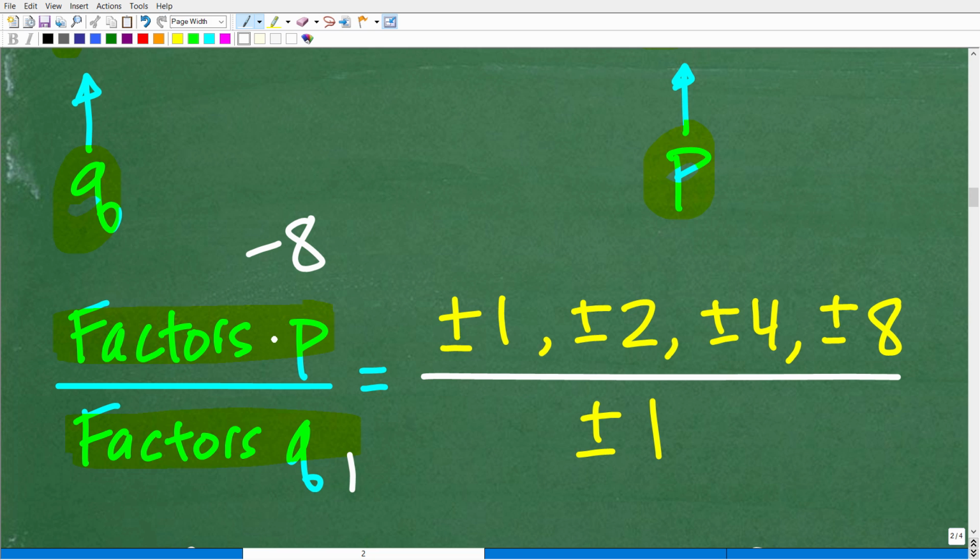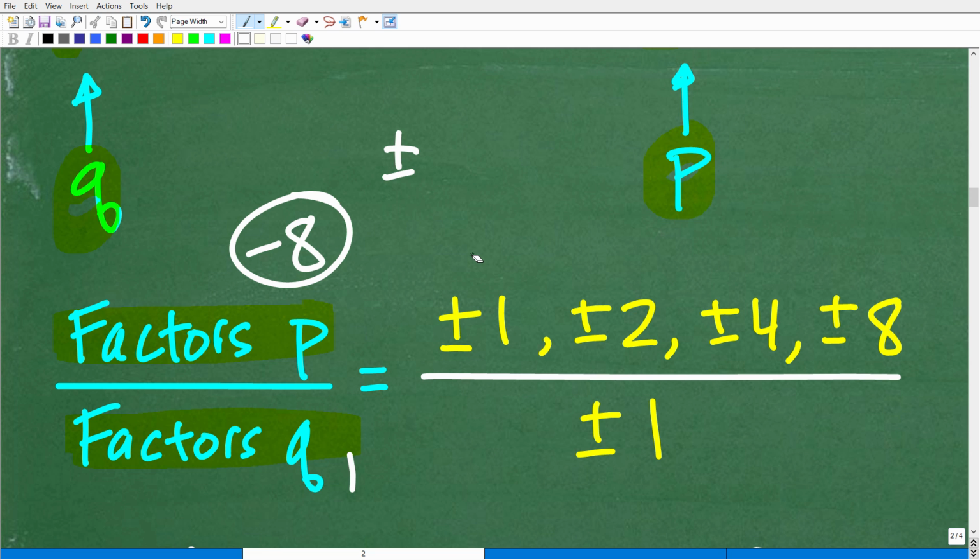Okay, so what are the factors of 8? Well, positive and negative 1, because -1 times -8 gets us to a positive 8, or -1 times a positive 8 gets us to a -8. So it's always going to be positive and negative. I'm kind of speeding up here because explaining the rational root theorem is like a full lesson in and of itself, so we're going to pick up the pace here.